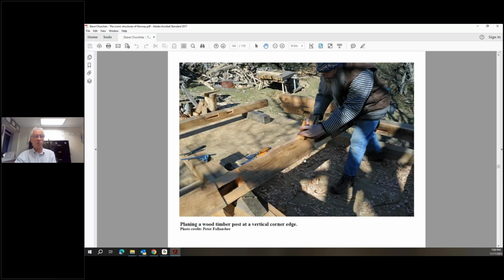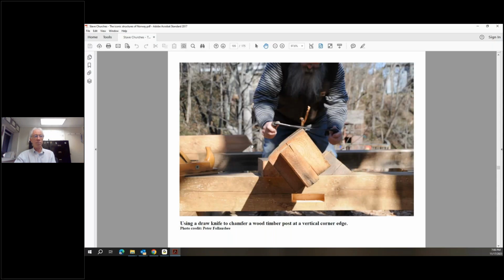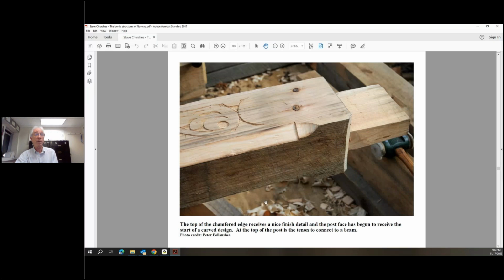So this is a plane dragged across the surface to smooth out a timber. And here you can see a mortise waiting for the tenon to be inserted. Same with over here on this timber. This gentleman's using a draw knife. It's pulled back across the wood, has a sharp flat blade. Okay, and you can do some really intricate stuff with that draw knife.